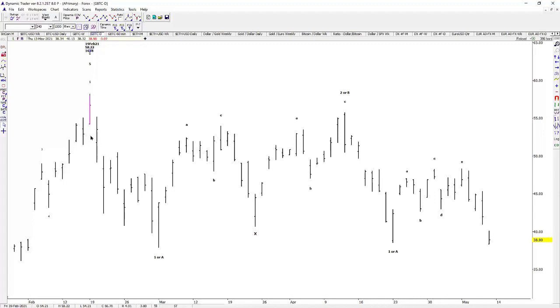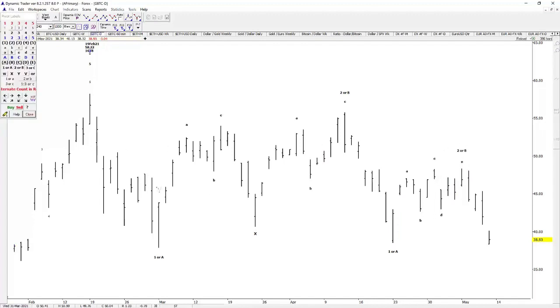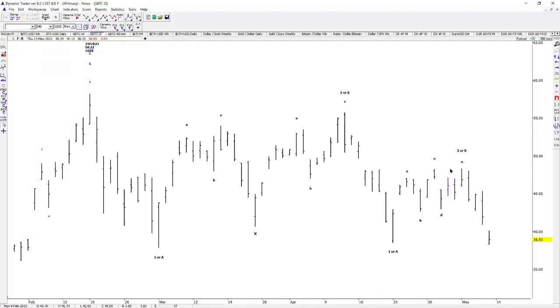Boy, this is just a beautiful, even if we weren't looking at Bitcoin, we're just looking at this data, a beautiful complex correction, double three we call it, impulsive decline, A, B, C, D, E, for another wave 2 or B. What should follow? Another decline, somewhat similar to this decline in time and price. So probably has significantly lower to go.